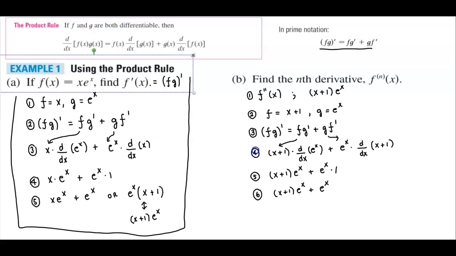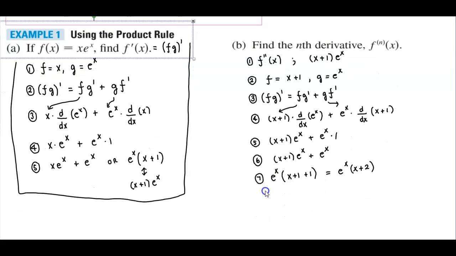Okay, now if we factor out the e to the x, then what's left is x plus 1 plus 1, which then equals e to the x times x plus 2. Okay, so let's take a look here. Let's rewrite it like we did here. So that means that we have x plus 2 times e to the x.